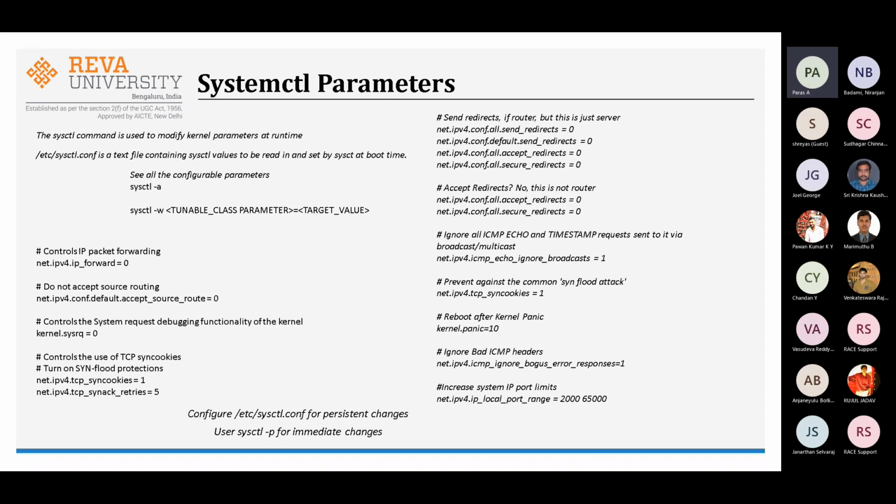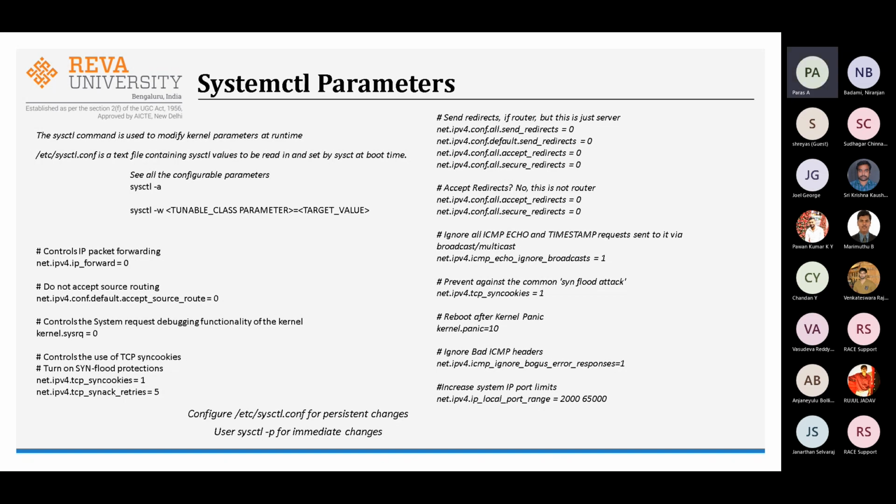Then kernel.sysrq, that's for the debugging function of the kernel. So if there is a debug request or a system request, whether I have to debug it or not, that I can control. Then from an attack standpoint, or from a security or hardening of a system standpoint, what I can do is say net.ipv4.tcp_syncookies equals 1, which is to protect against SYN attacks, and the SYN-ACK retries is limited to 5. So I can control the SYN flood attack by setting these parameters.